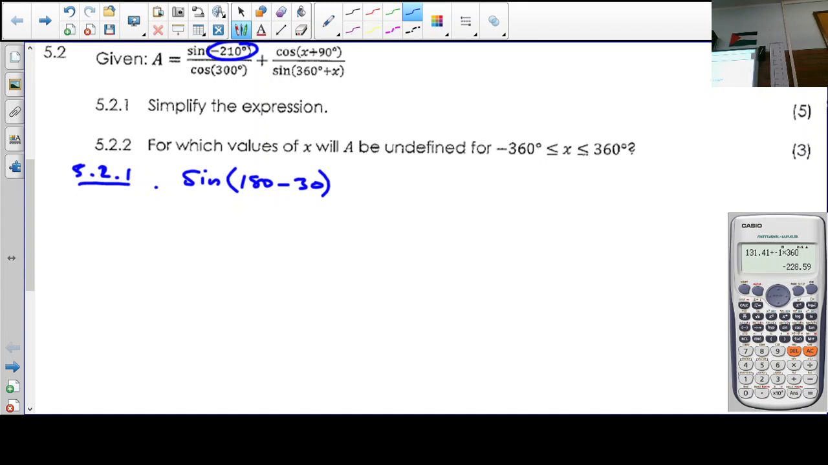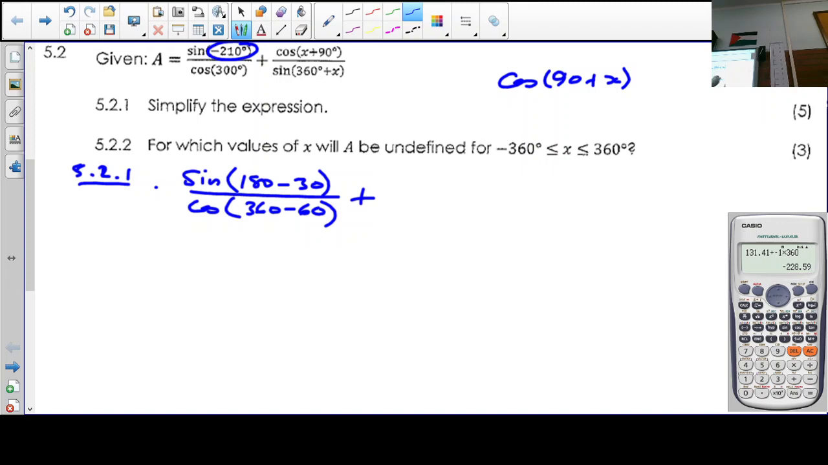Okay. So 300 is in the fourth quadrant, so it's going to become cos 360 minus 60 plus. Now 90 plus x is the same as x plus 90. You all agree with that? So 90 plus x is in which quadrant? Second quadrant.